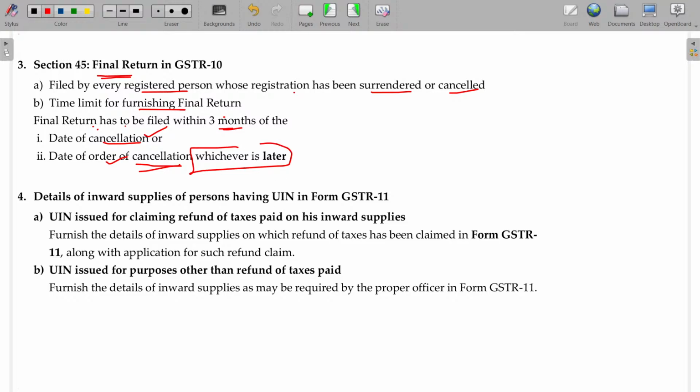Now, what happens in case of UIN, sir? UIN should file the return under GST 11. Why he files? To claim the ITC and that to be encashable. Of course, there is no output. There is no cancellation of UIN number. So once you file, that's all. The filing is required to get the ITC in the form of cash.